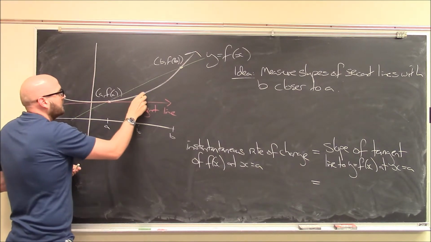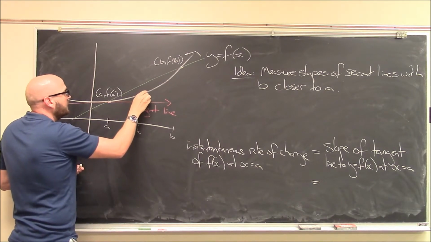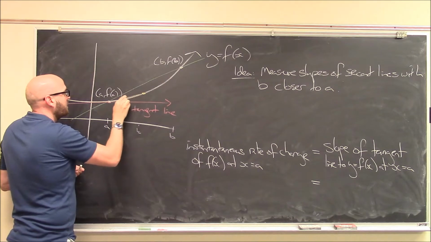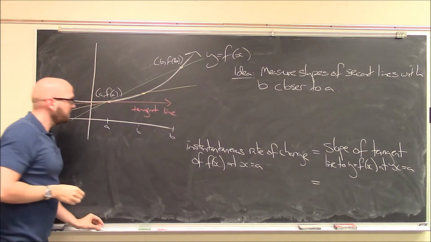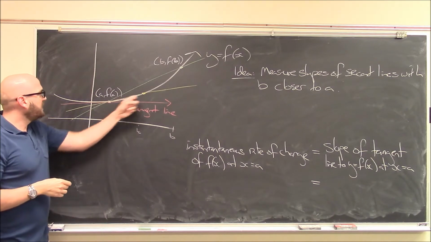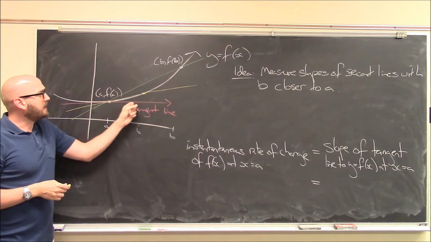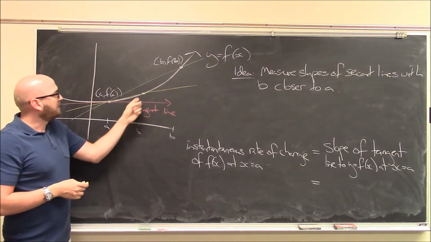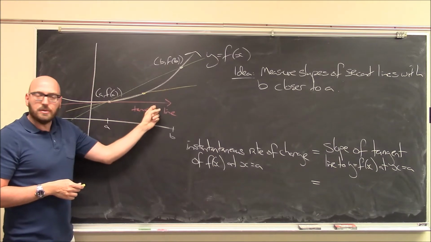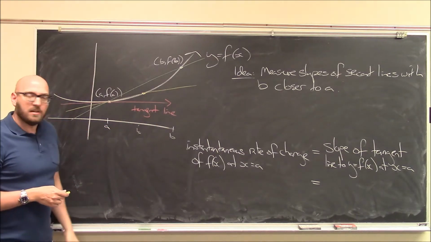Well, if I took the secant line passing through these 2 points, so this yellow line, I think you'd agree that the slope of this yellow line more closely matches the slope of the red line than the original secant line did, right? So this is a better approximation of the slope of the tangent line. How could I do even better?